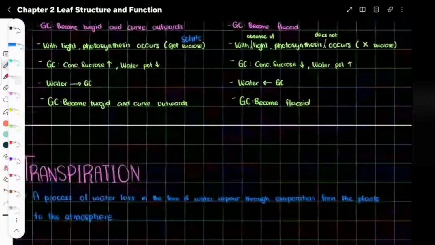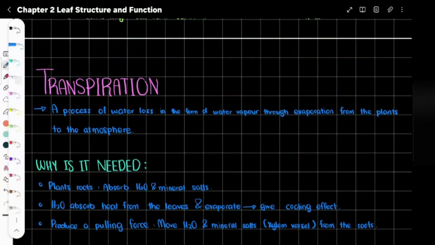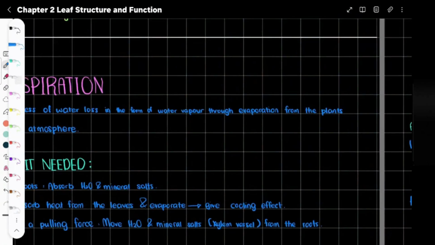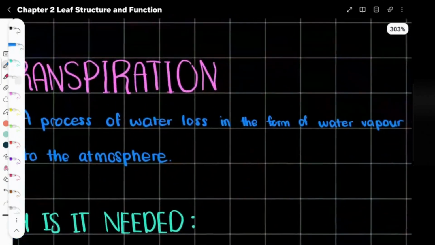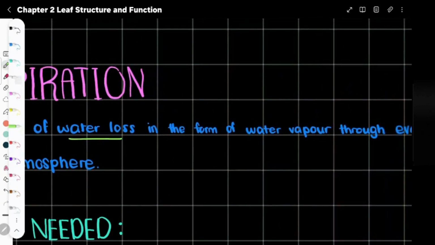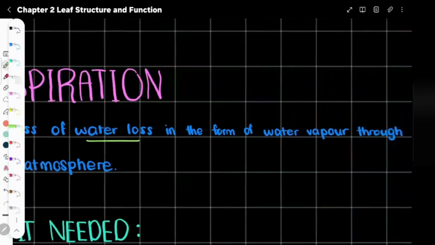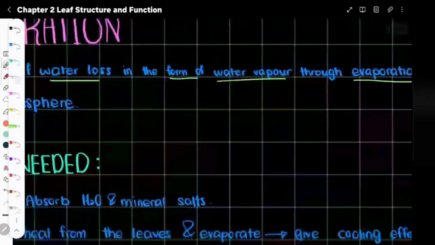Now, transpiration. You already learned transpiration. Transpiration is evaporation, except it's for plants. That's all you need to know. So it's a process of water loss in the form of water vapor, through evaporation from the plants to the atmosphere. The keywords if you were to answer in the exam: water loss, process, form of water vapor, evaporation. That's the answer.